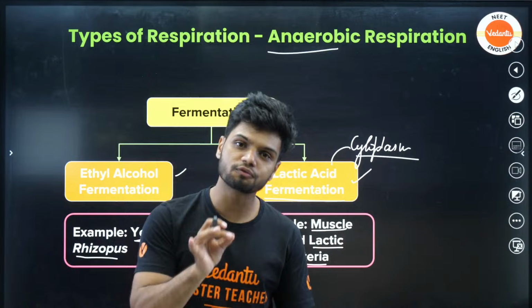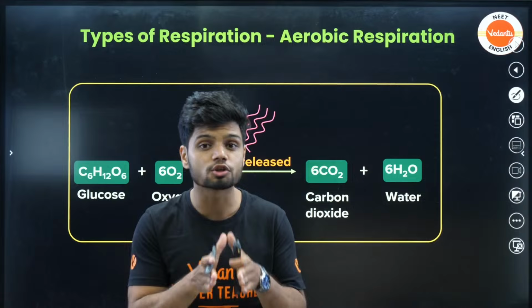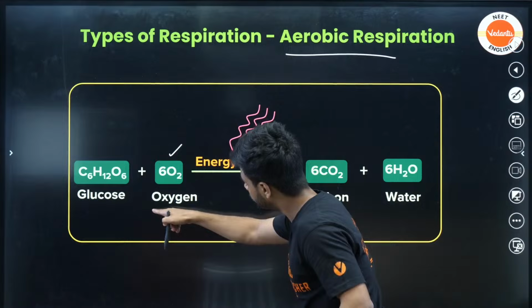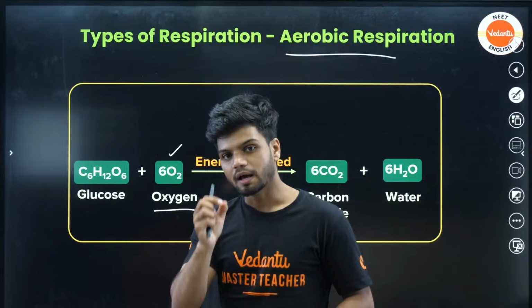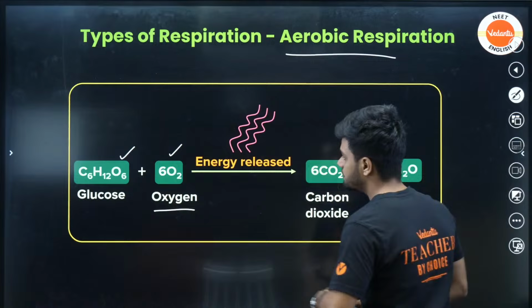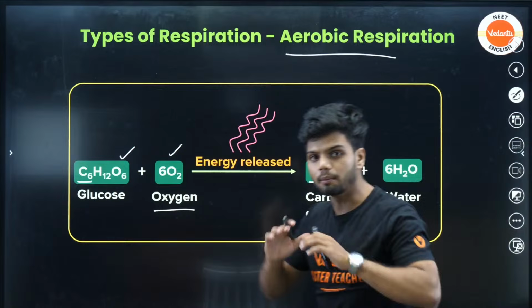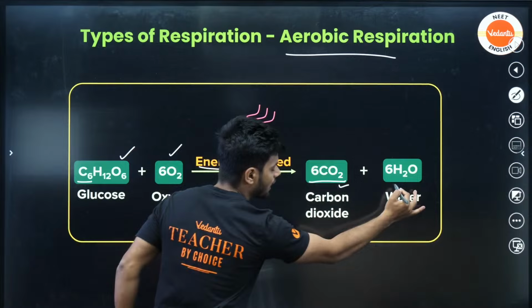Now let's talk about aerobic respiration. I already told you, aerobic respiration takes place in the presence of oxygen. Listen to me very carefully. In aerobic respiration, the complete oxidation of glucose takes place. See here, we have 6 carbons and we have the 6 CO2 here. The complete oxidation takes place in aerobic respiration, and the byproducts of aerobic respiration are energy, CO2 and water.